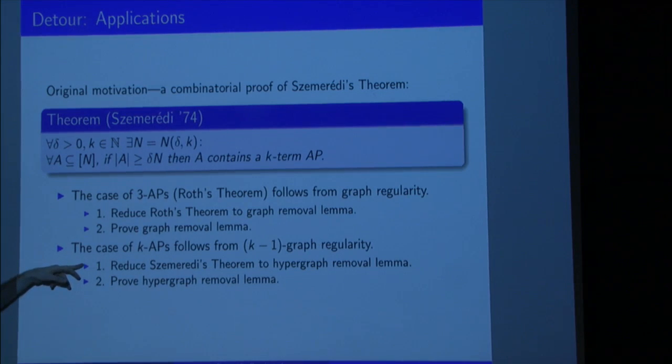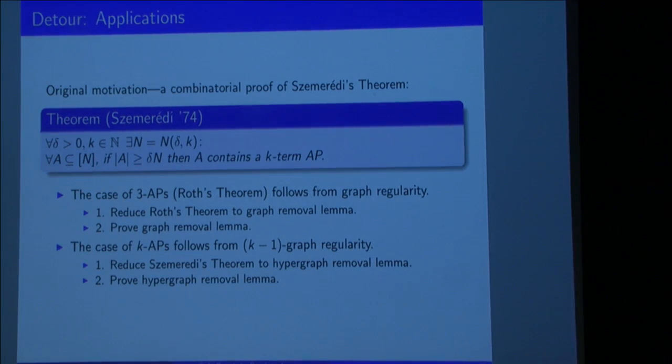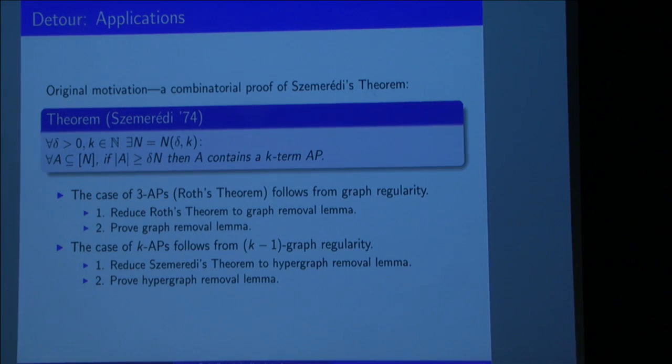This was formally proved by Frankl and Rödl. They proved this reduction, maybe at least just for k equals 4. And then the next step would be to prove the hypergraph removal lemma, which, as far as we know, requires proving the hypergraph regularity lemma. So here is a motivation. Proving a hypergraph regularity lemma would give you a combinatorial proof of Szemerédi's theorem. Szemerédi's original proof was extremely complicated.